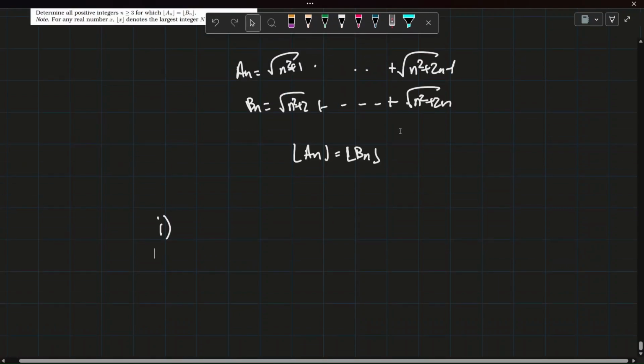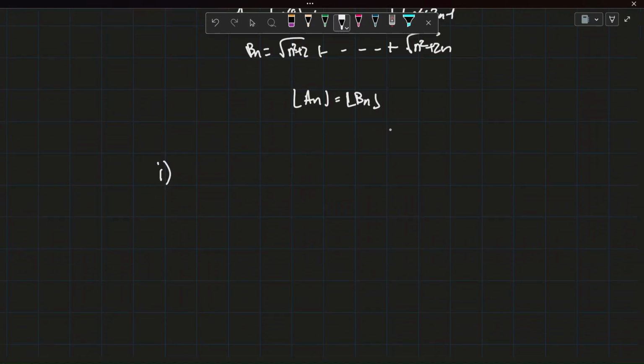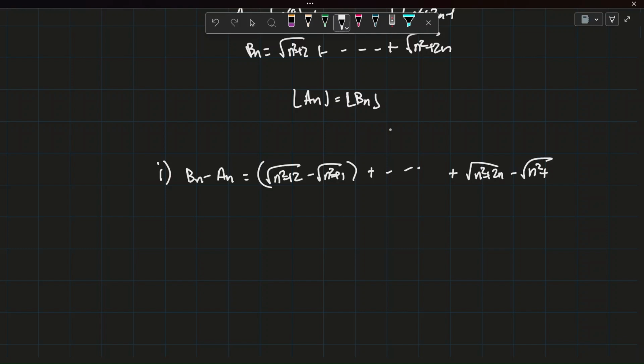let's figure out what is the value of b_n minus a_n. So b_n minus a_n equals the square root of n squared plus 2 minus the square root of n squared plus 1, and in this manner we can pair up the terms from the square root of n squared plus 2 till the square root of n squared plus 2n, minus the square root of n squared plus 2n minus 1. And if you do rationalization, you can conclude that this is equal to 1 over the square root of n squared plus 1 plus the square root of n squared plus 2, plus and so on, and there will be a total of n terms. These are n terms.